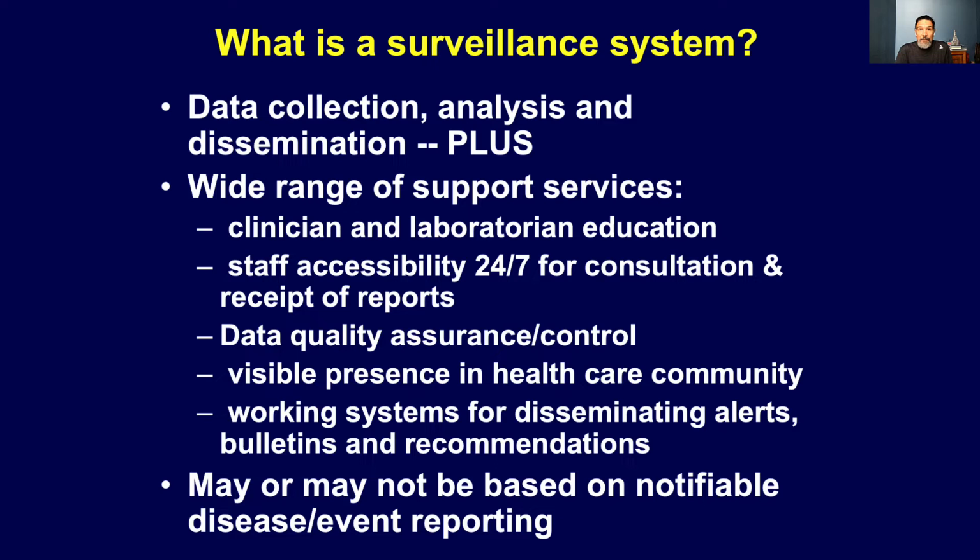Staff also need to be involved to do data quality assurance and control of the information that is reported from providers and labs. And there needs to be some kind of visible presence in the healthcare community or out in the community representing this surveillance system, disseminating some of the data that comes from it so that you can get the community and other stakeholders to appreciate its value and see how it's being used to improve health and inform policy. And so that means that there needs to be working systems for disseminating alerts and bulletins and recommendations and things that flow from the information that is generated from the surveillance system.